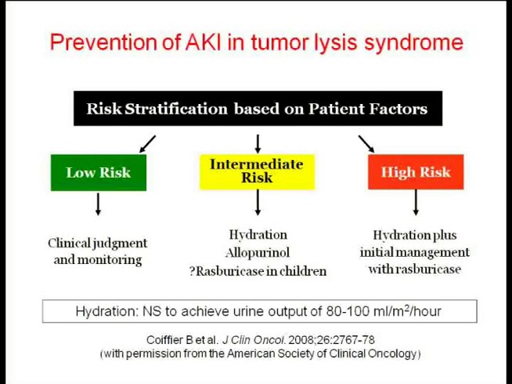Rasburicase, for those of you who don't know, is a recombinant uricase form. It catalyzes the conversion of uric acid to allantoin, which we don't do. Higher primates and humans don't do that.